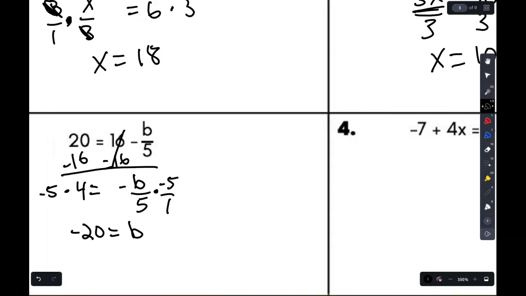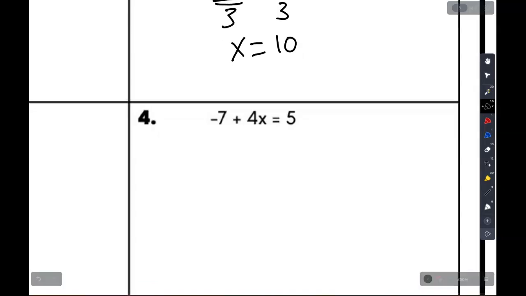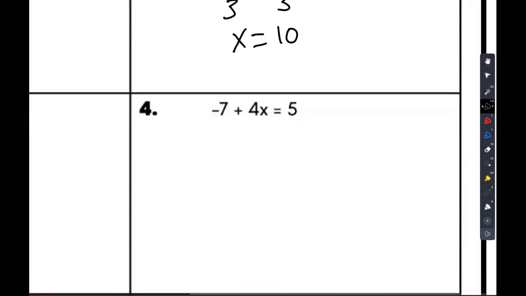Alright, let's look at number 4. Again, with this one we got the 2 terms to the left, so we're going to work our way to the right now. So instead of minus 7, we're going to add 7. Work with the constant term first.